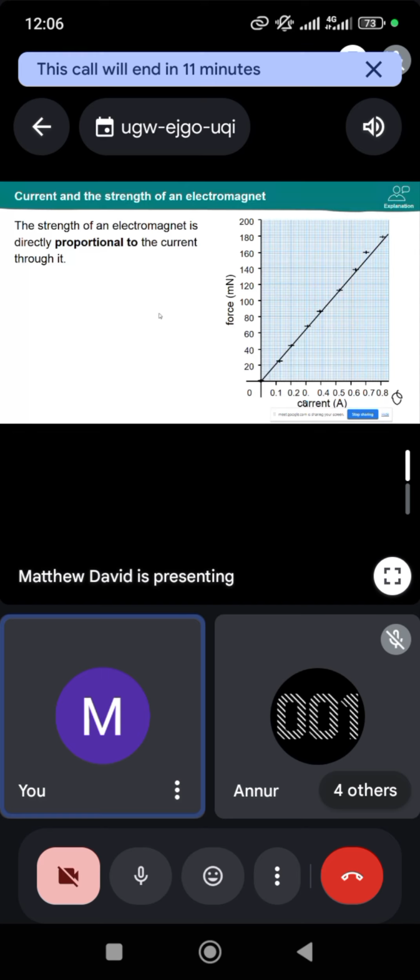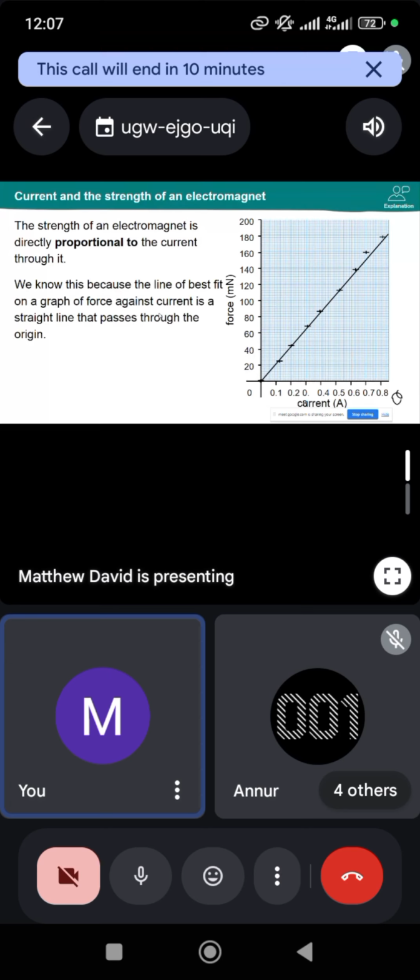Now the strength of an electromagnet is directly proportional to the current through it. The strength of an electromagnet is what? Directly proportional to the current through it, right? If I increase my current, my electromagnet strength will increase as well. We know this because the line of best fit on a graph of force against current is a straight line that passes through the origin. That is the interpretation of this graph you are seeing.